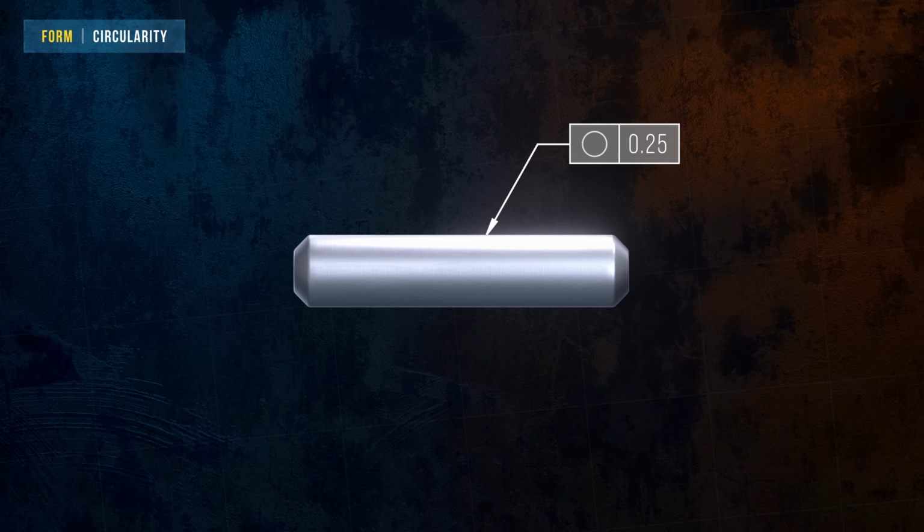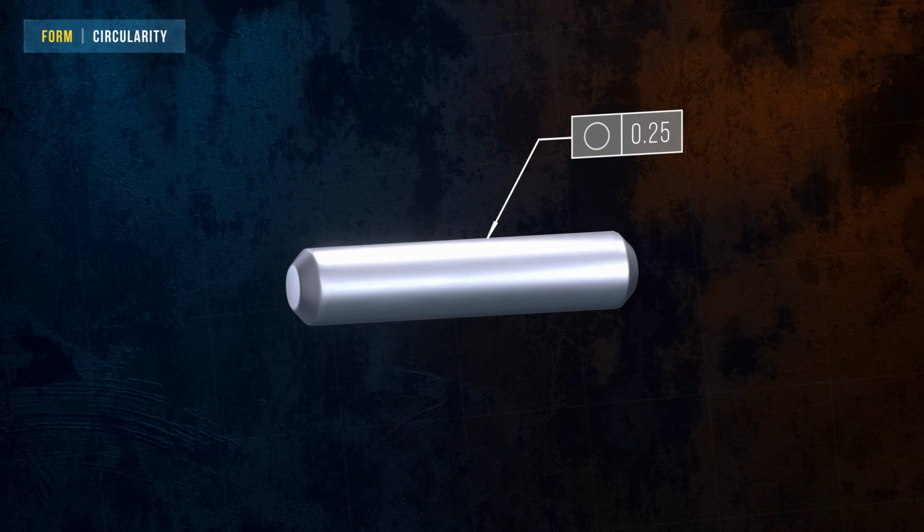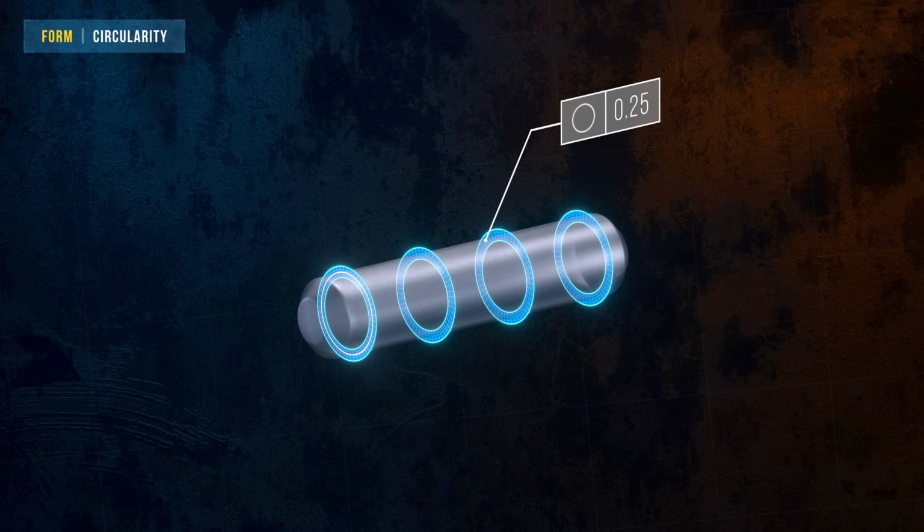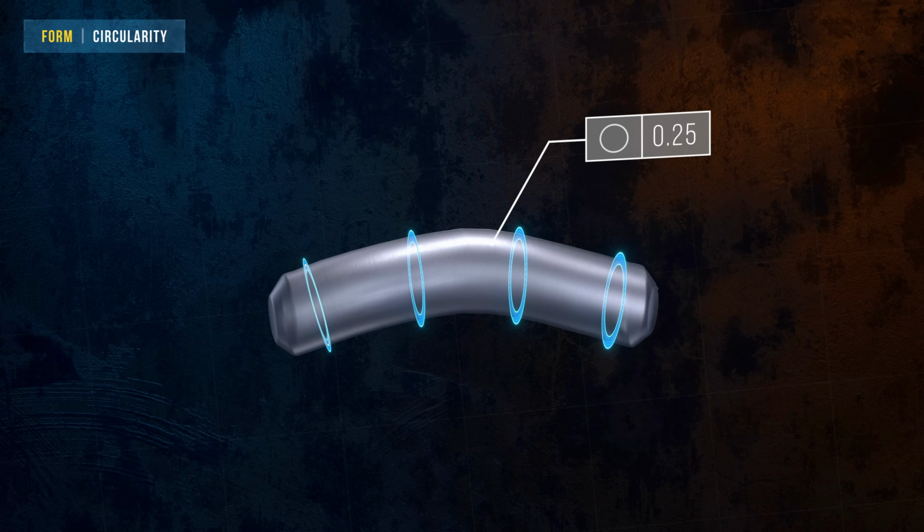The circularity tolerance is used to control how round a surface is. The tolerance zone is defined by 2 concentric circles, the radial distance between the 2 circles being equal to the specified tolerance. Circularity controls the roundness of individual cross-sections completely independently. This means the tolerance zones don't need to be on the same axis, and the diameter of the concentric circles can vary along the length of the feature.